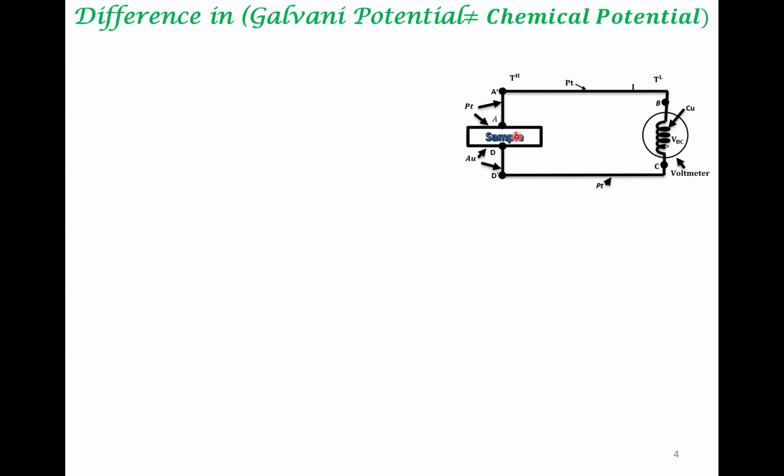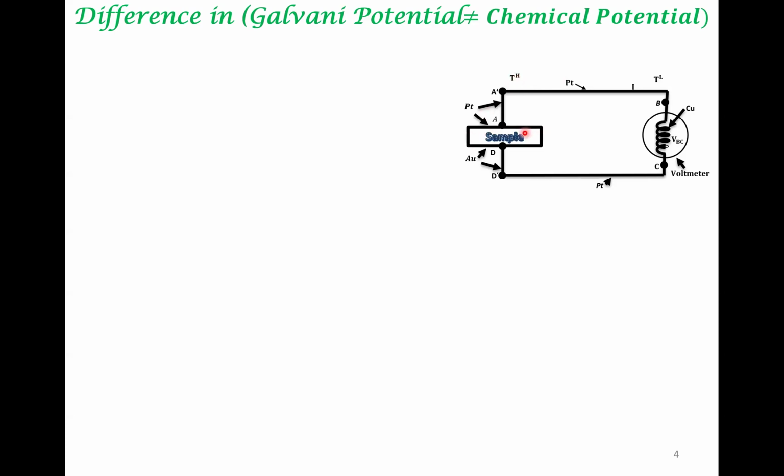It's a solid state electrolyte. The temperature is rather high. It may be even 500 degrees centigrade or 800 degrees centigrade. This voltmeter will be at a room temperature. So this indicates TL, that is the room temperature. Temperature L indicates low. TH indicates temperature is high.